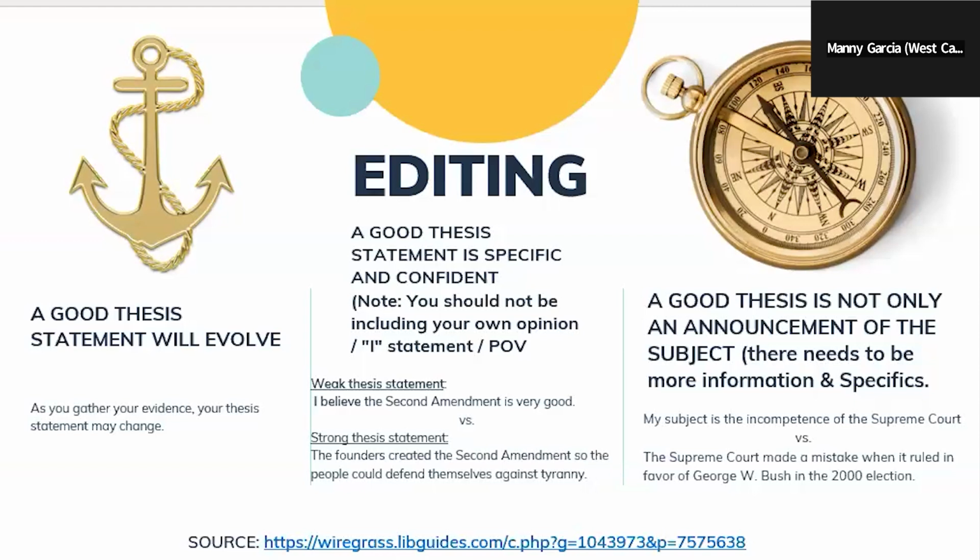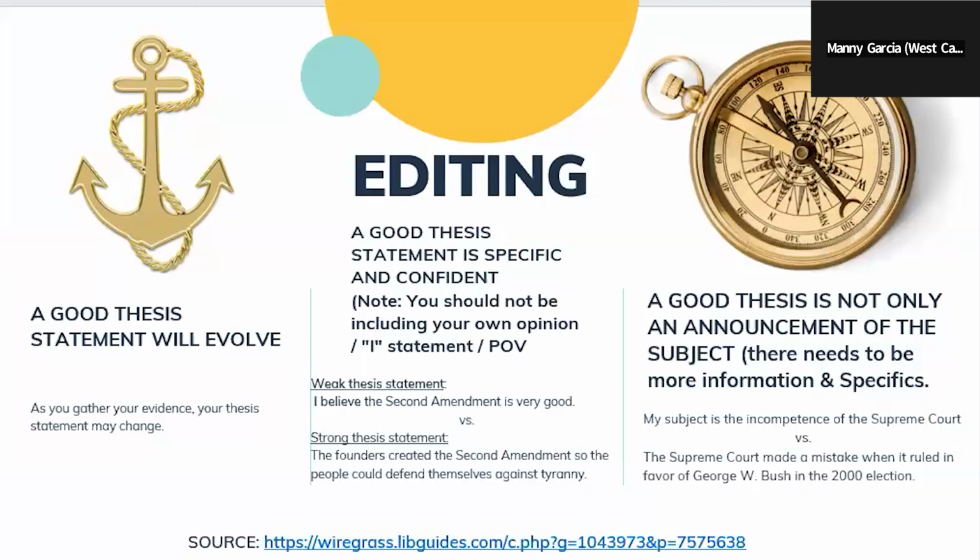So, yes, to piggyback on Ms. Soledad Lopez's point, indeed, this first statement, I believe the Second Amendment is very good. Well, what does that mean? It doesn't necessarily tell us anything. First off, you're giving us your perspective, as Ms. Soledad Lopez pointed out. You're not supposed to do that in the thesis statement. And secondly, all you're telling us is that you believe the Second Amendment is very good. However, you have to do more to convince us. What exactly are you arguing here? What are you presenting forward?